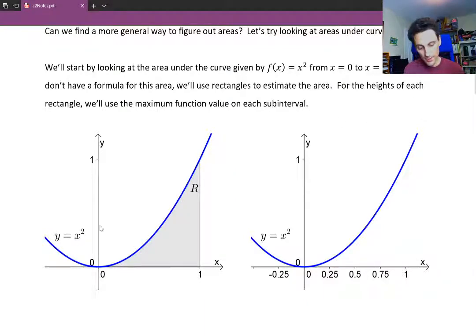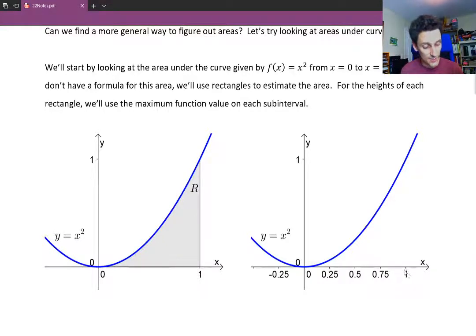So again, this is the goal on the left here, which is the area under the curve x squared from x equals 0 to x equals 1. And when we say under the curve, we mean from the curve to the x-axis. That's our goal, to try to find what that area is. But over on the right, we're going to approximate this area using rectangles.